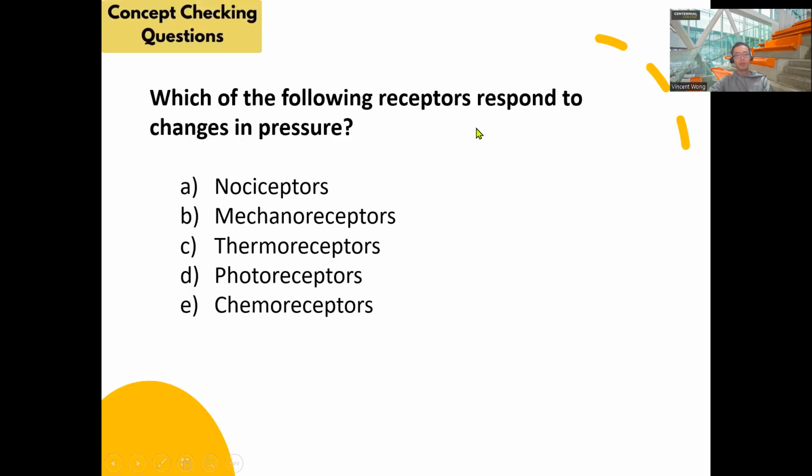Which of the following receptors respond to changes in pressure? All right, go for it. What do you think?